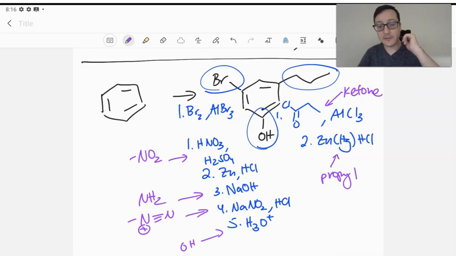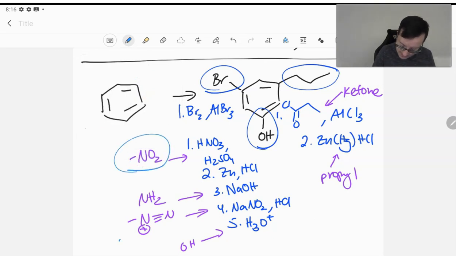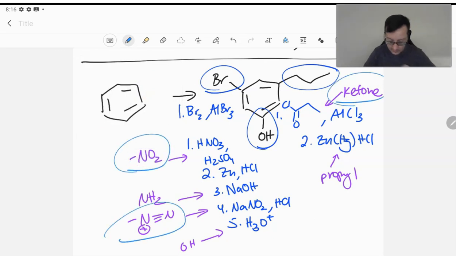That said, if we want to look at what meta-directors we have, well, we have got a few. And again, there are options. We have meta-directors here. We have a nitro group, we have a diazonium group, and we have a ketone. All of these are meta-directors. And so we have our options. What do we want to do?